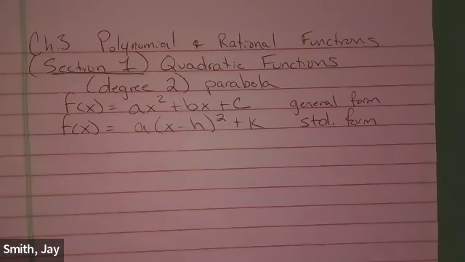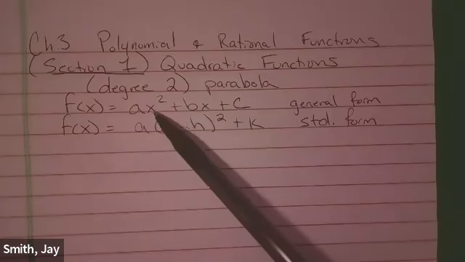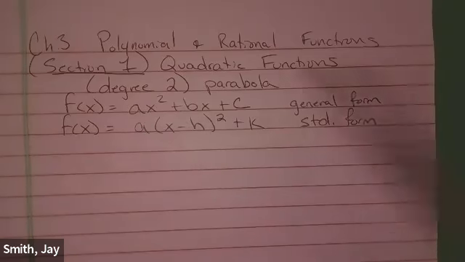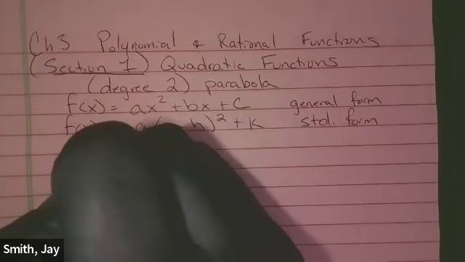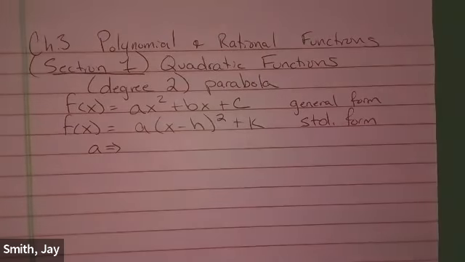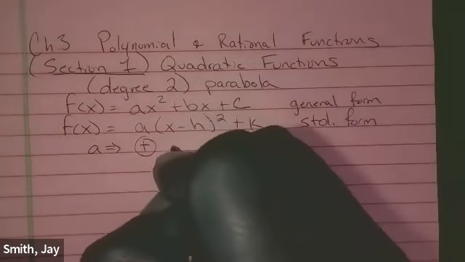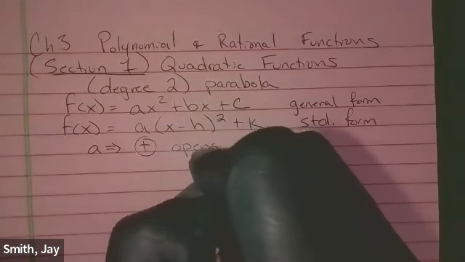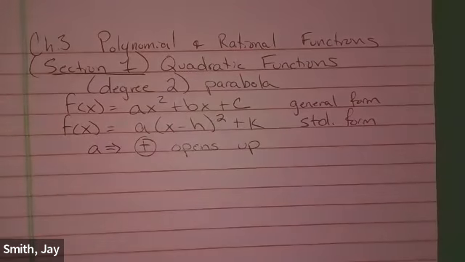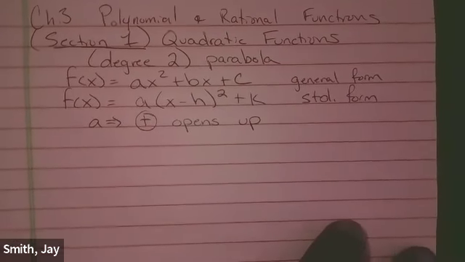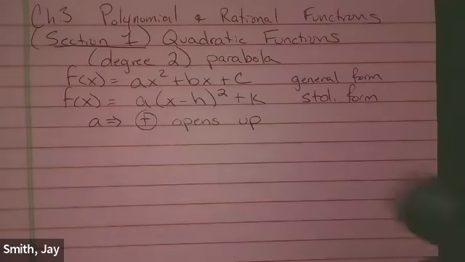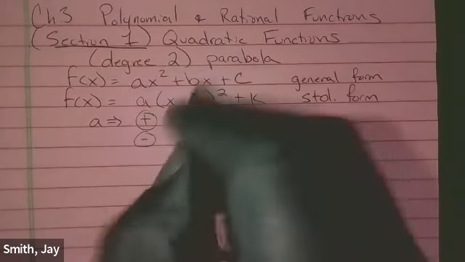All right, now some characteristics about it. Whether in the general or the standard form, we can easily locate a. A is usually the leading coefficient, the very first number that we see. So some things about it in terms of the graph of the function. If a is positive, this lets me know that my parabola opens up. It's going to be tied to a minimum value, which we're going to go over. So if a is positive, the parabola opens up. And if our a is negative, the parabola opens down.